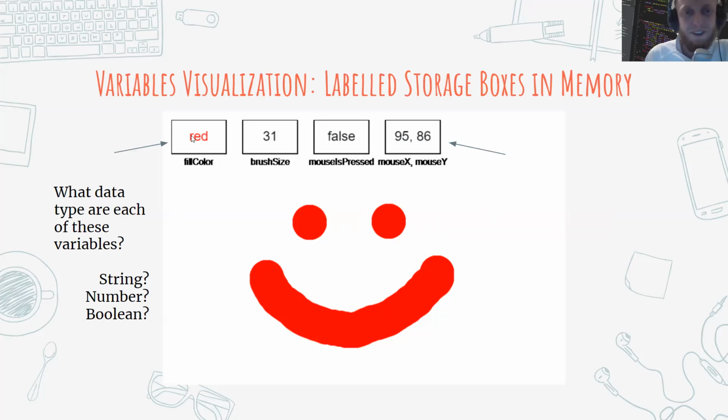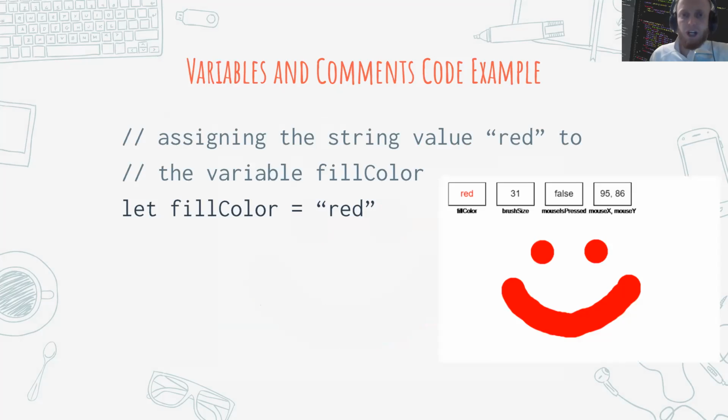So the fill color is a string because we're just storing the text red. Brush size would be a number. Mouse is pressed would be a Boolean. So it's true when we hold the mouse button down to draw, and false when we lift the mouse to stop drawing. And then mouse X and mouse Y would also be numbers. So again, variables, they're just little names attached to the data that's in your program. So here's a code example.